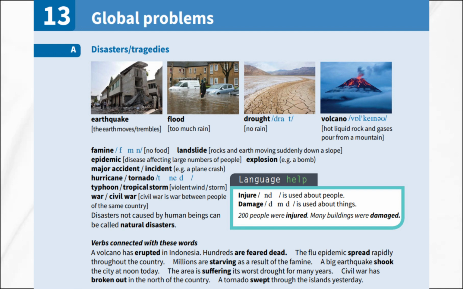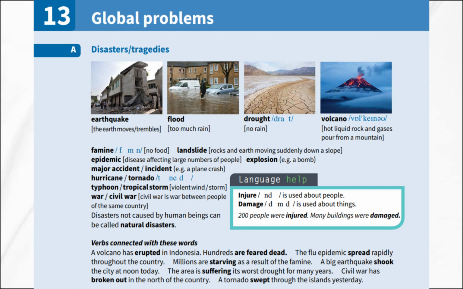We also have major accidents or incidents, such as a plane crash. And we have violent winds and storms, which can be called a hurricane, a tornado, a typhoon, or a tropical storm. Finally, we have war or civil war, which is war between people of the same country.